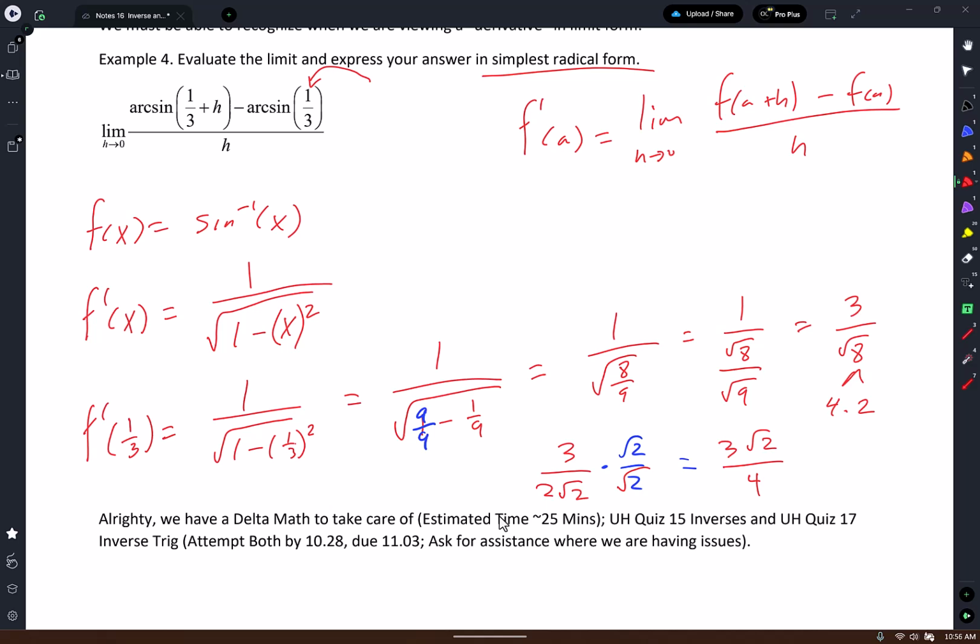Sorry, I saw that after the fact. It's supposed to be square root of 2 over square root of 2, and I didn't put that square root in there. Square root of 2 times square root of 2 is 2, and 2 times 2 is 4. We're still okay, guys? All right.